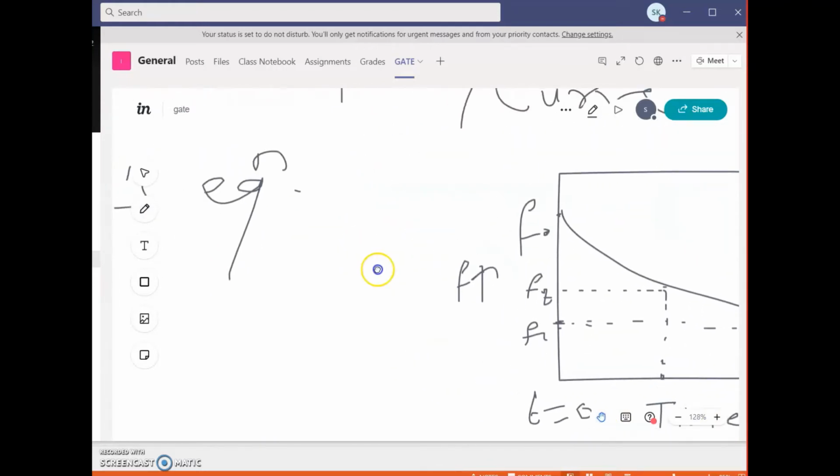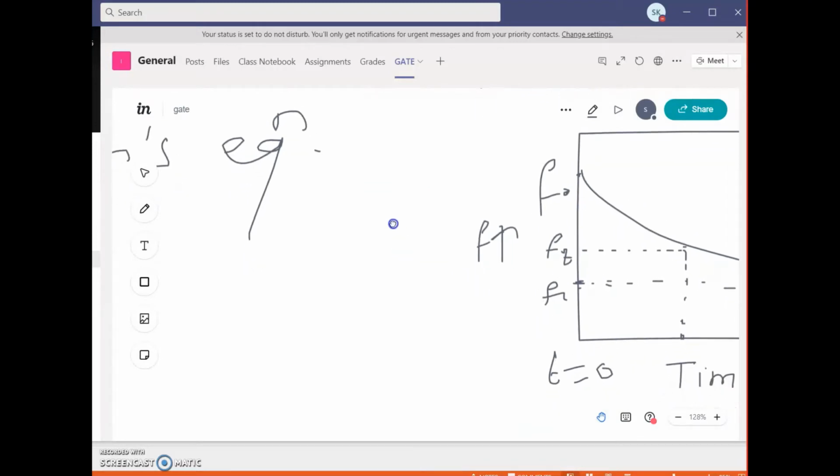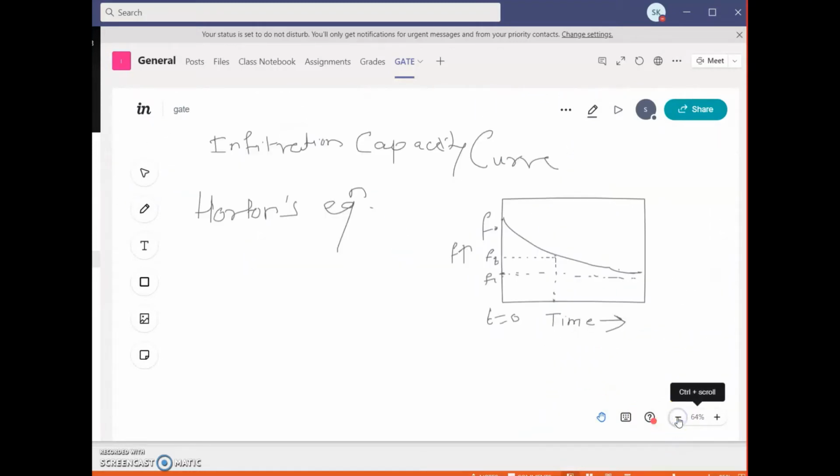So this is a curve, and from this curve we'll have a clearer idea. Yes, so Horton has developed an equation. I'll change the color so that we'll have better visibility. So that equation is: ft is equal to fc plus, in brackets, f naught minus fc, into e raised to minus kt.